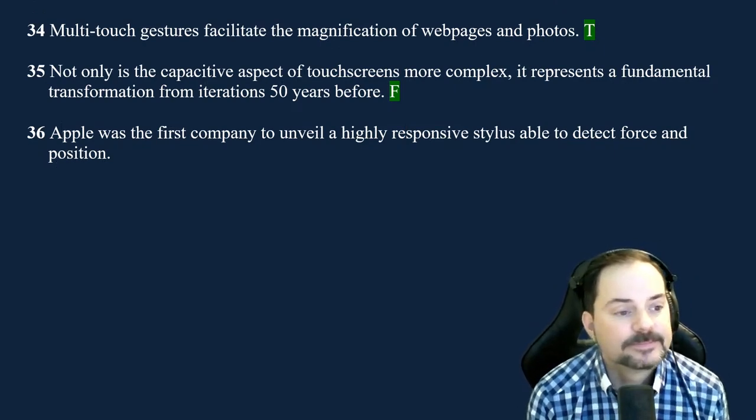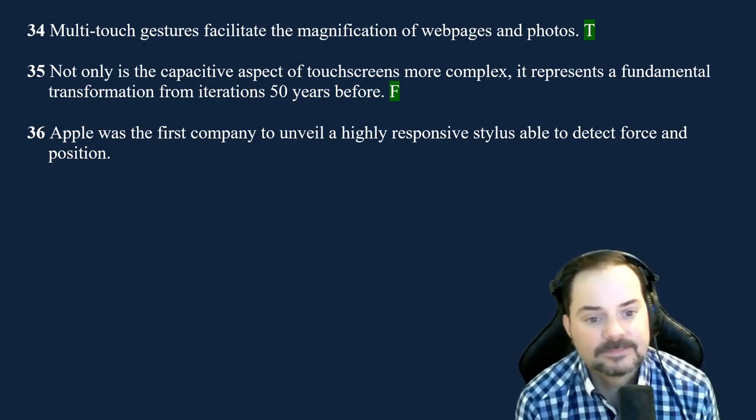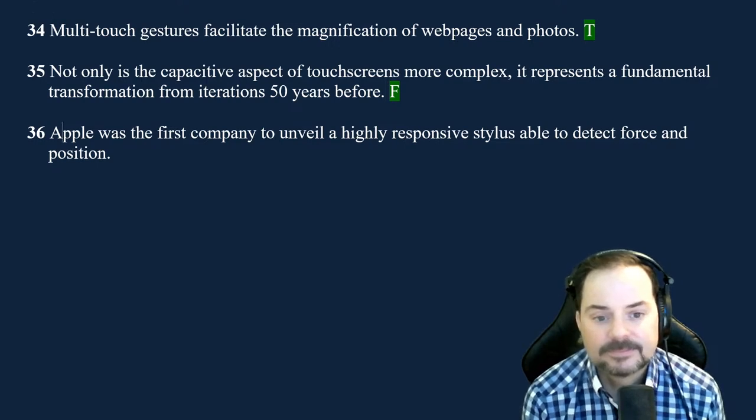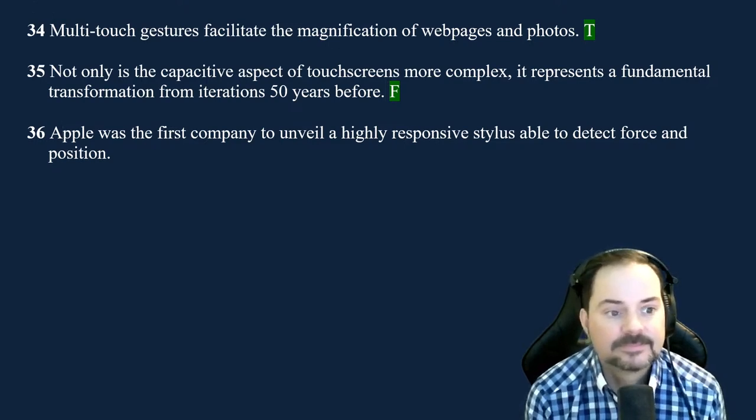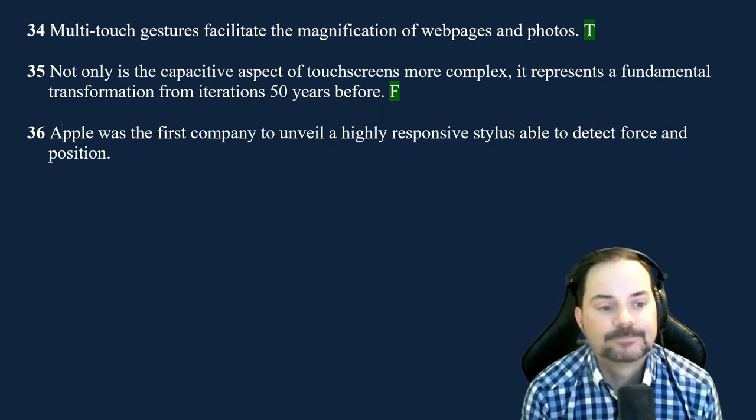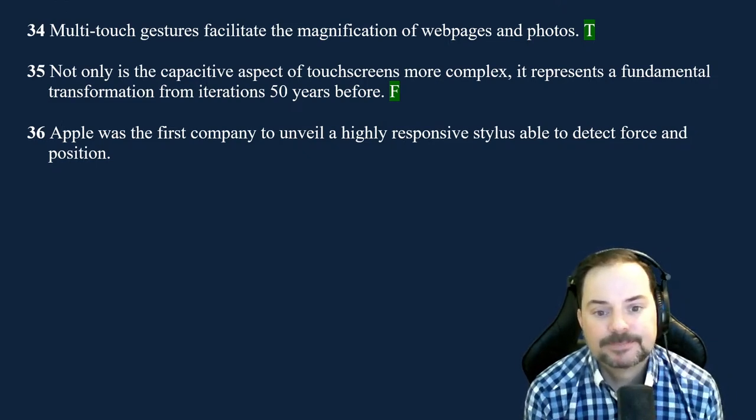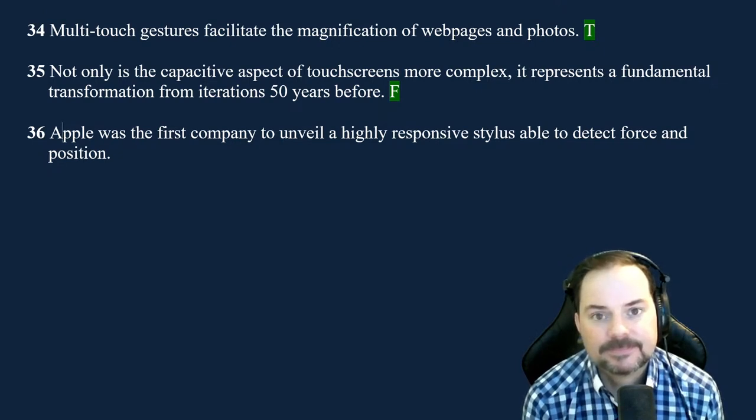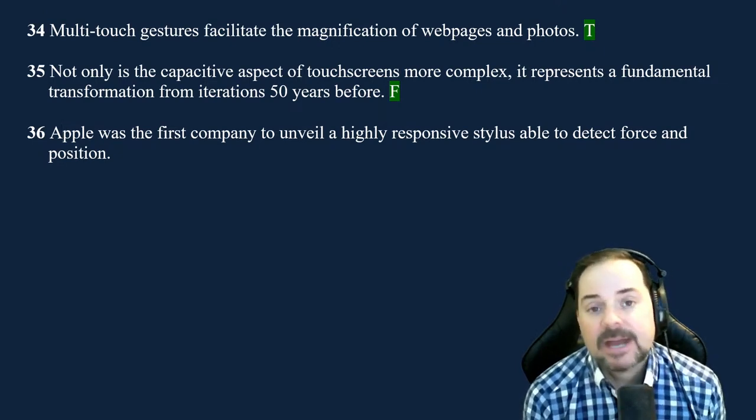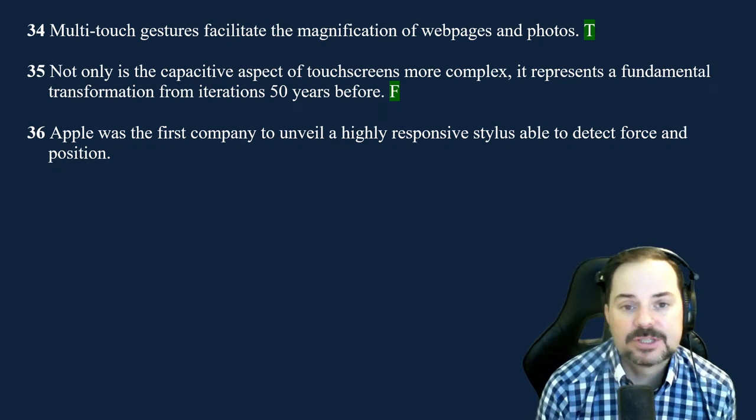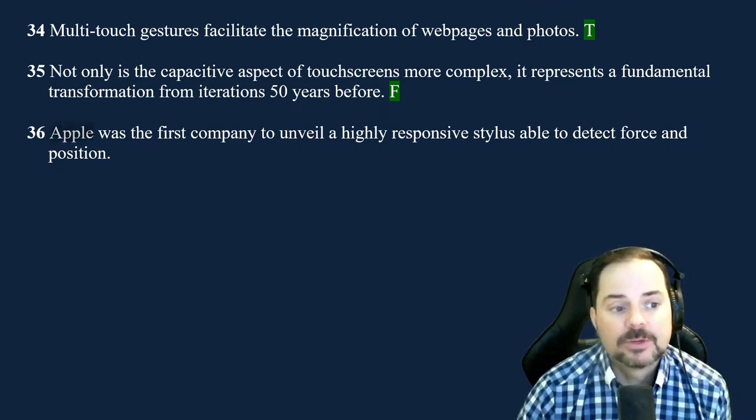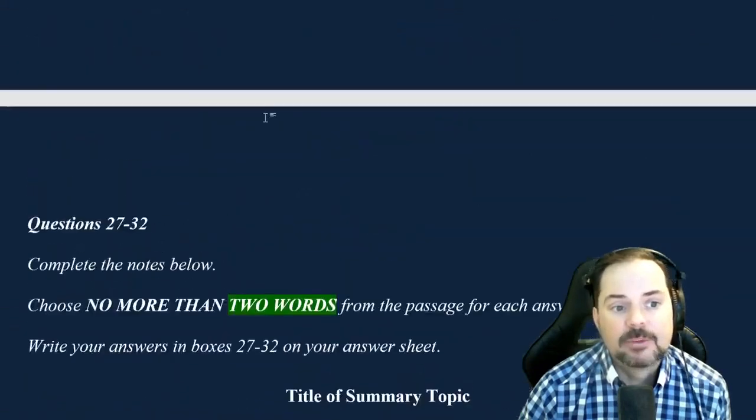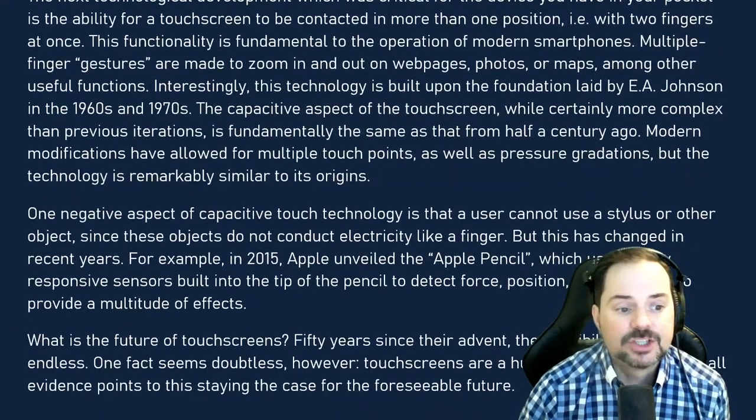Apple was the first company to unveil a highly responsive stylus able to detect form and position. Is it important? I think it's important, sir. Okay, I would say maybe. Now here, it's the last question, number 36, and I'm not 100% sure. I do remember that Apple was somewhere in the last paragraph, so I would just check. The key part here is that they're the first company to unveil. So I would go back and check this one because I think it's an easy one to check.